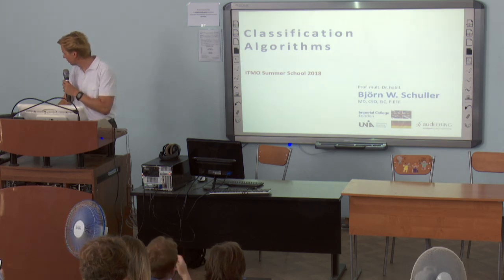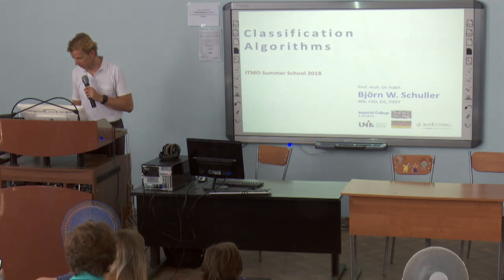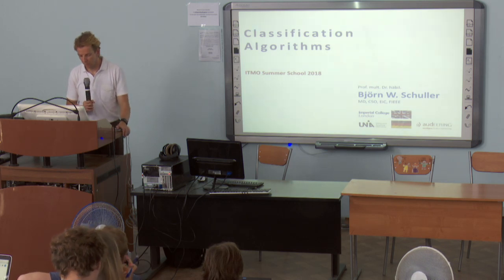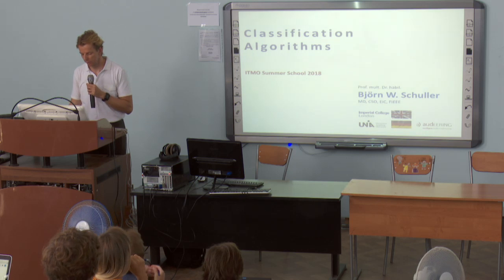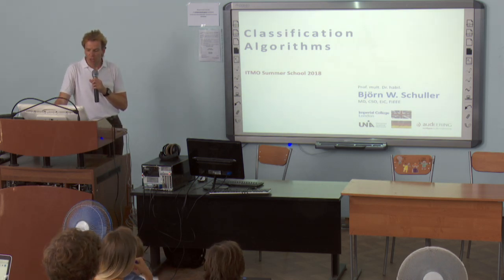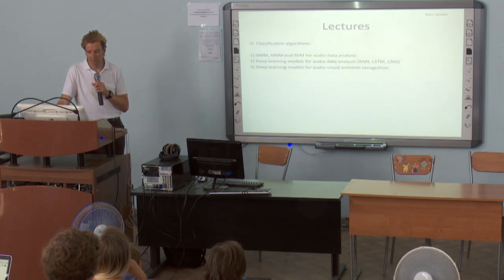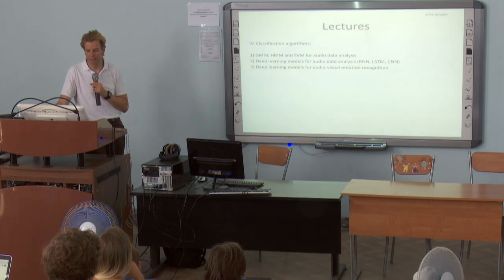Alright, so I think we slowly get started on the final part. The final part is about classification algorithms. Actually, I would rather call it learning algorithms because we'll also talk about regression, not only classification. So, as said, we have GMMs, HMMs, and SVMs. We have deep neural networks with RNNs, LSTMs, and CNNs.